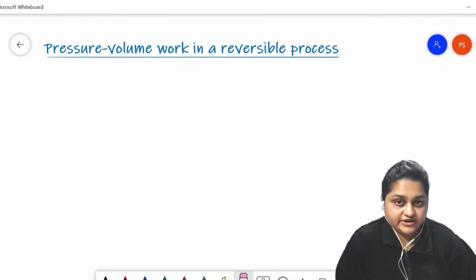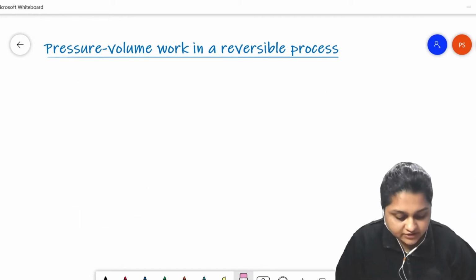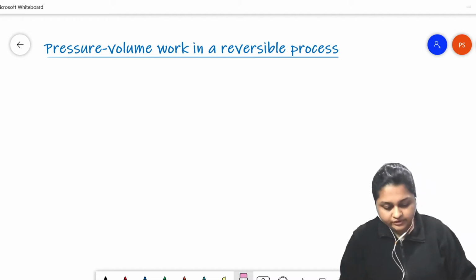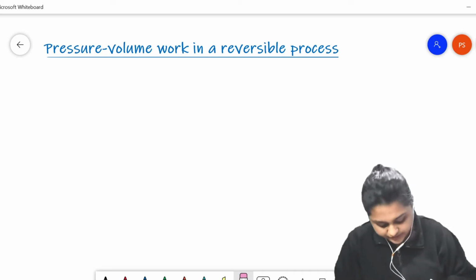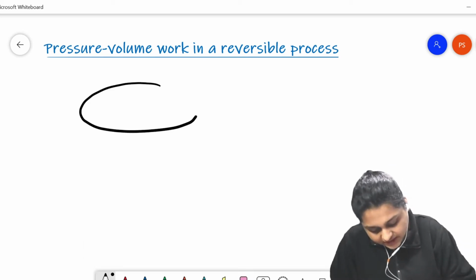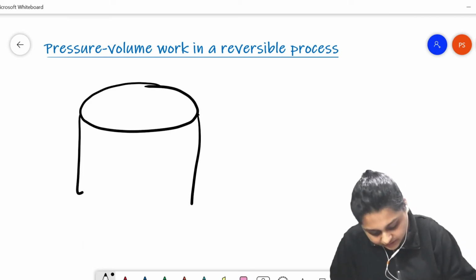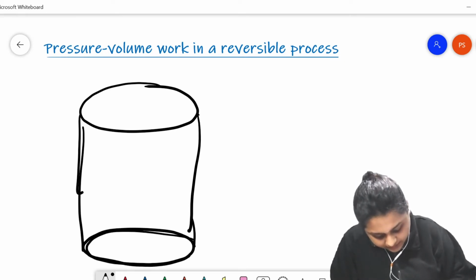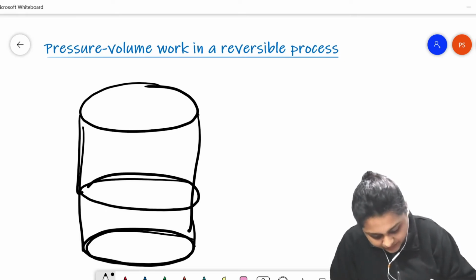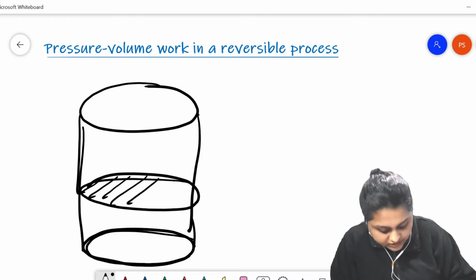We are going to study right now the pressure-volume work in a reversible process. We are going to study this particular topic with the help of the last example that we had taken. In the last example, we had taken a beaker. We are going to again take a beaker and we will enclose a certain amount of gas inside this beaker. Now the gas is enclosed with the piston.